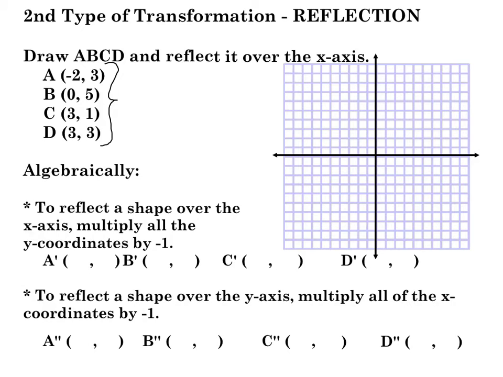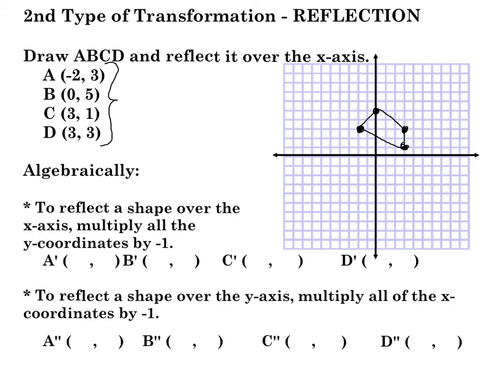Okay, here's the quadrilateral. We have -2, 3. Then 0, 5, then 3, 1, and lastly 3, 3. When we connect our dots, which I'm going to do carefully, even though it's hard to do this on the iPad, this is what your shape should pretty much look like.